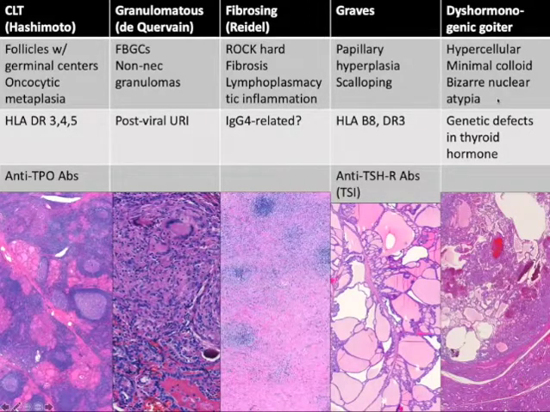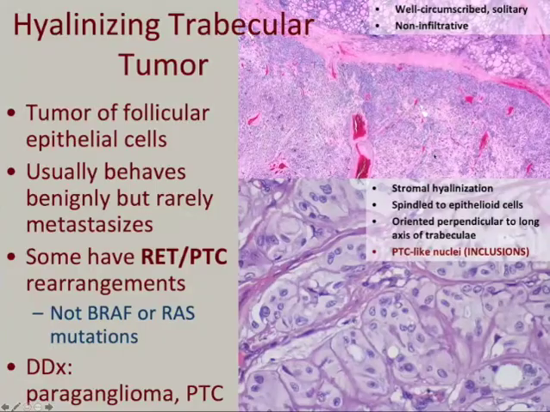So this is rare, but think about this in kids with multiple nodules. The other genetic thing you might want to think about in patients with multiple thyroid nodules is what? Like a Cowden syndrome, like a PTEN mutation syndrome, can result in multiple highly cellular nodules in the thyroid. Okay, so moving into tumors.